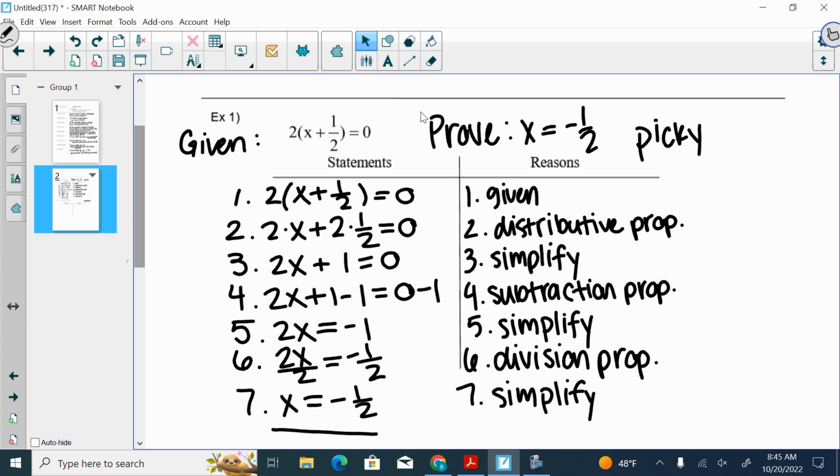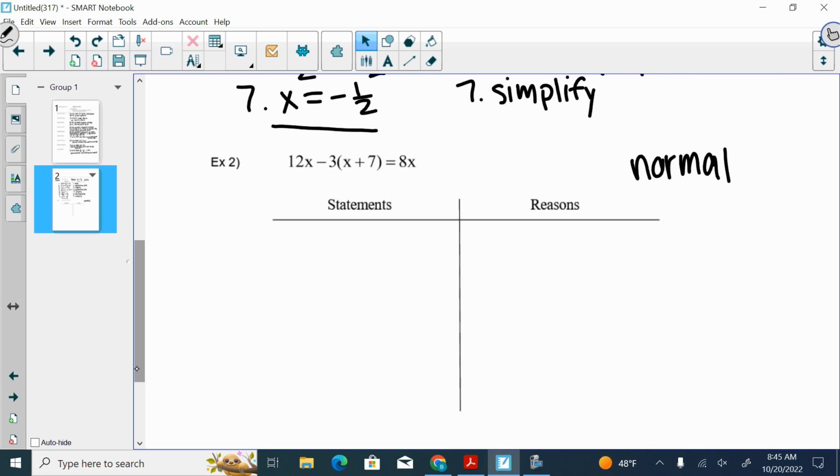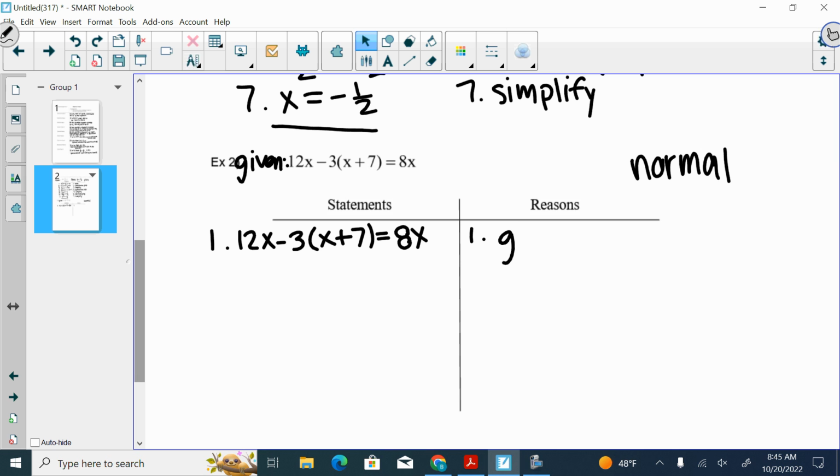What is my given on example number 2? 12x minus 3 times x plus 7 is equal to 8x. Perfect. So right here is my given. And remember, that's what we always write down first. Okay, so my step 1 is 12x minus 3 times x plus 7 equals 8x. And what is my reason for it? Given. Okay, so now we're going to start to solve. What do you guys think we should do first?